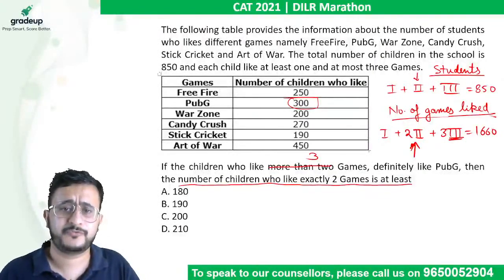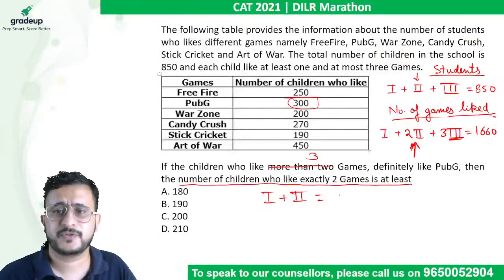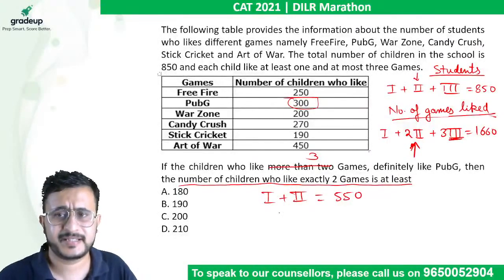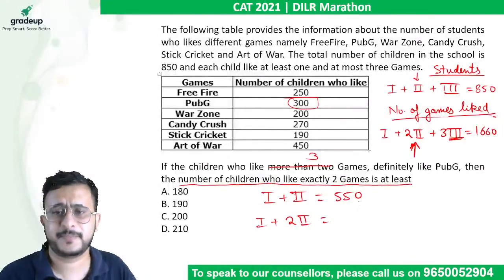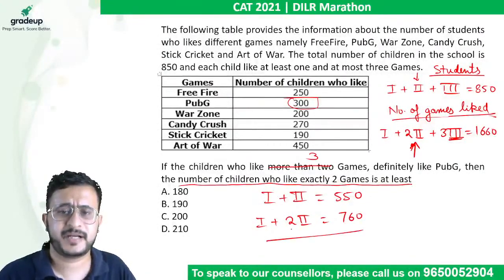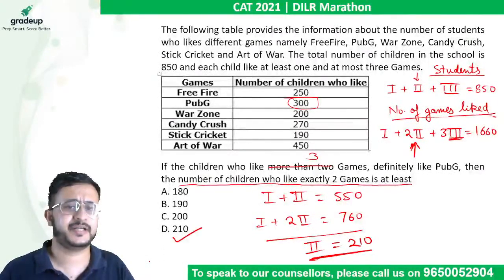Now you have to find the minimum number of people who will like exactly 2 games. So if you have to minimize this value, you have to maximize this value. So maximum value कितनी हो सकती है people liking 3 games की? 300. So put 300. So we will get equation like 1 plus 2 is 550. And second scenario, 1 plus 2 times of 2 is 900. Subtract कर लो 760. Subtract first equation, you will get the number of people who like 2 games is 210, right? So your answer will be 210.